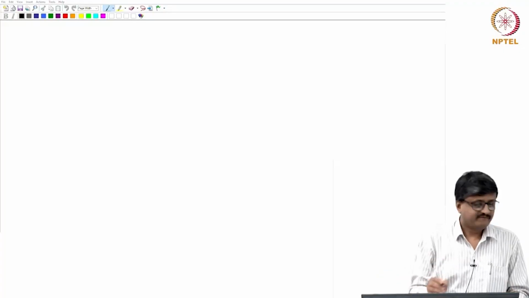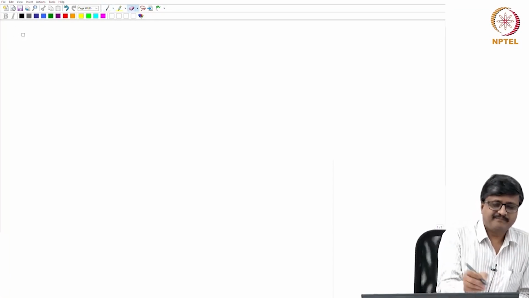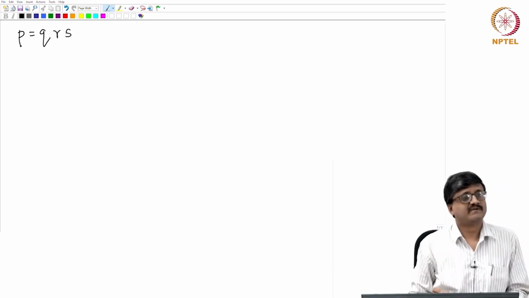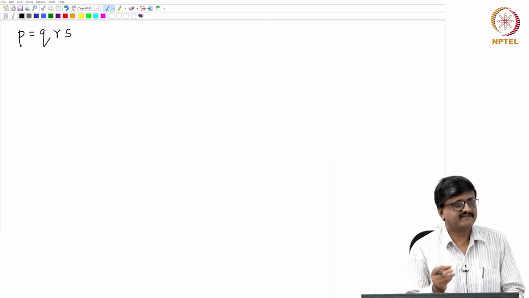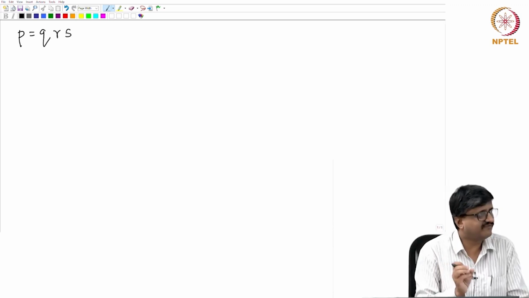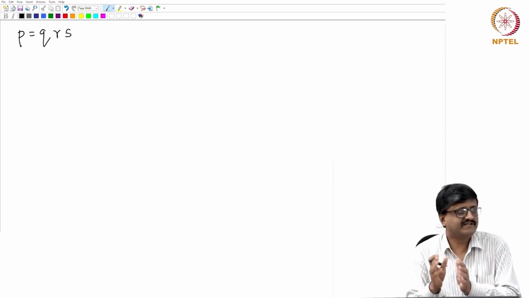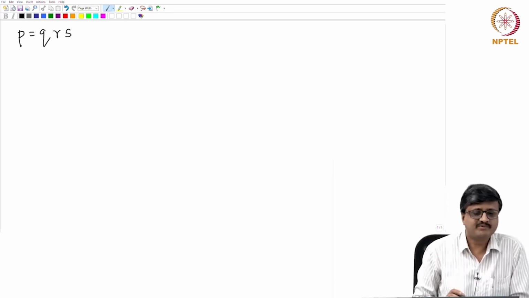So, in the last class we saw that the pulse number P can be written as the product of three numbers Q, R, S. Q is the number of voltage sources or transformer windings or thyristors in a basic commutation group, S is the number of basic commutation groups connected in series, and such combinations there are R in number. So, totally we get a pulse number P equal to QRS.